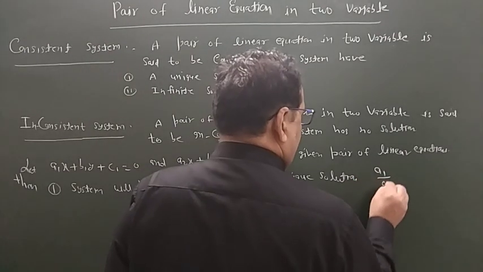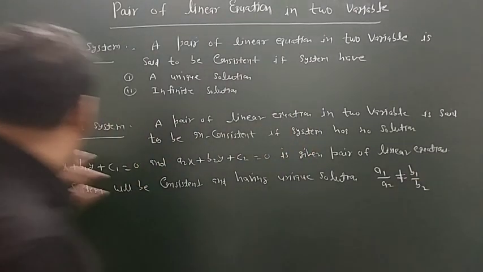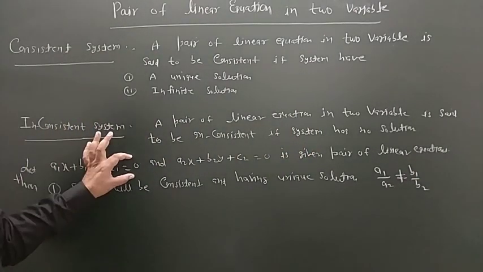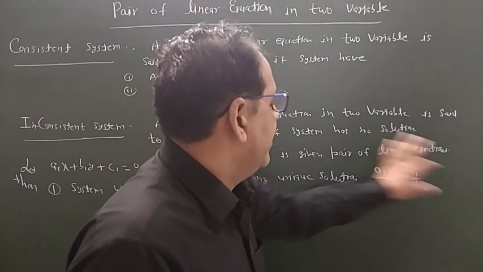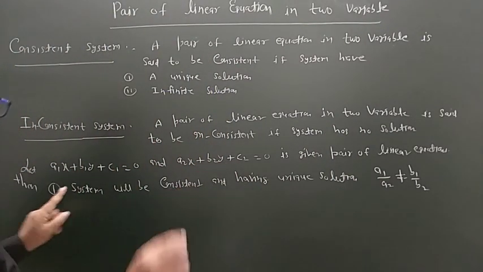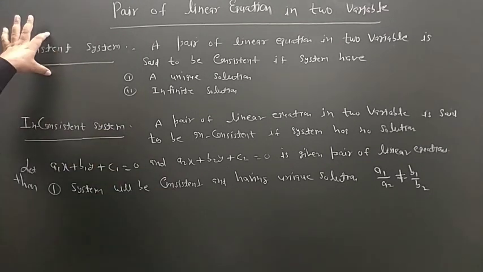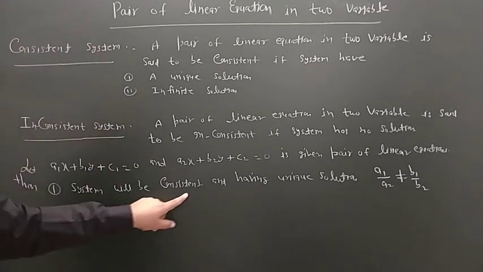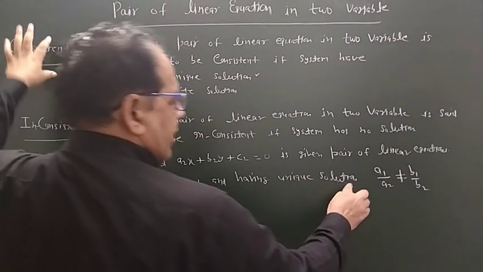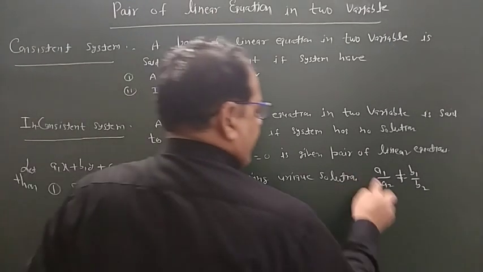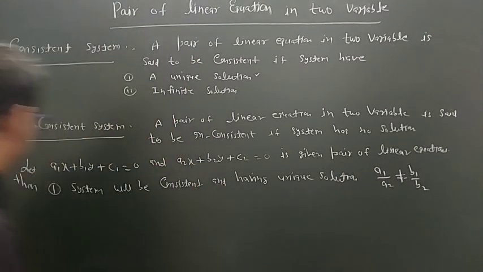A1 upon A2 not equal to B1 upon B2. A1x plus B1y plus C1 equal to 0 and A2x plus B2y plus C2 equal to 0 is the given pair of linear equations. Then the first condition is that the system will be consistent and having a unique solution, if A1 upon A2 is not equal to B1 upon B2. This is the condition.